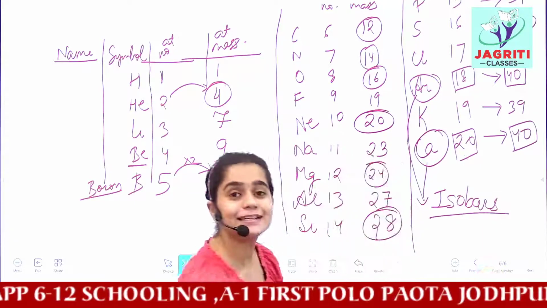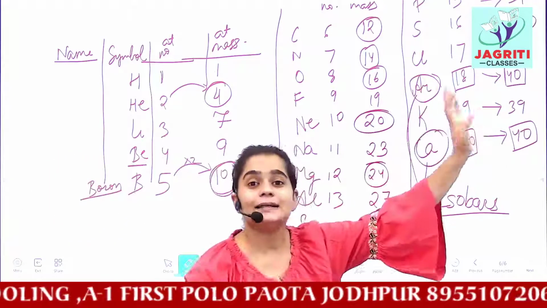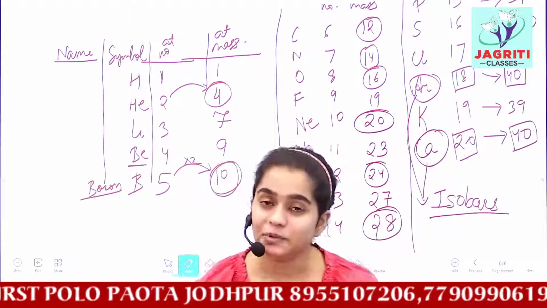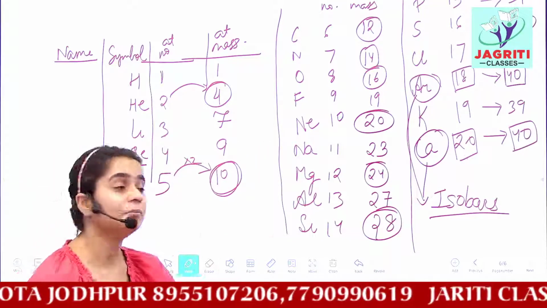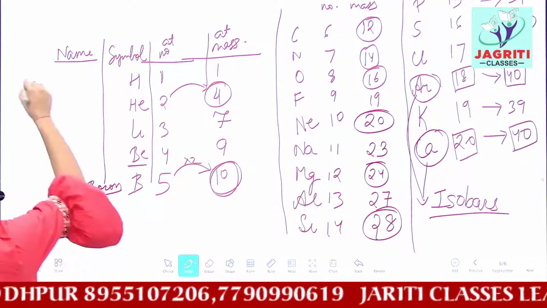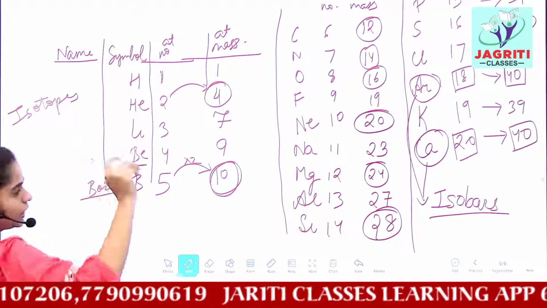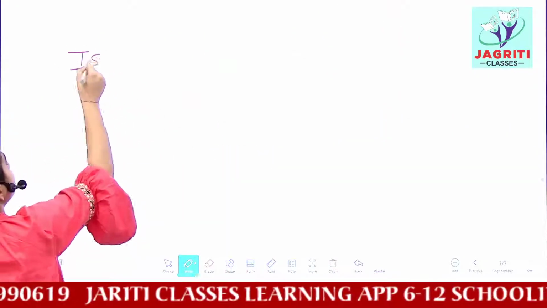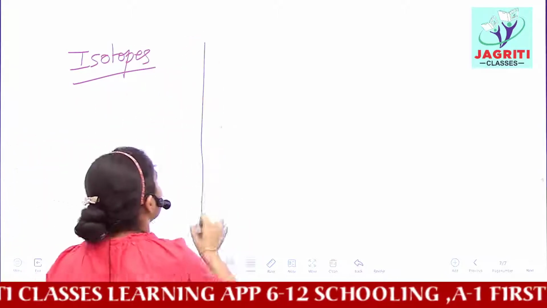Yesterday we discussed the term isotopes. Isotopes was just the reverse. The atoms which have the same atomic number but different mass numbers. For example, what were the isotopes? I'll write it in the next slide. You have two terms, isotopes and isobars.